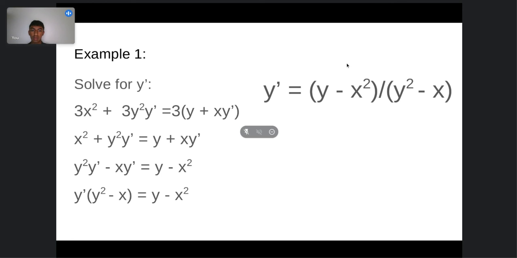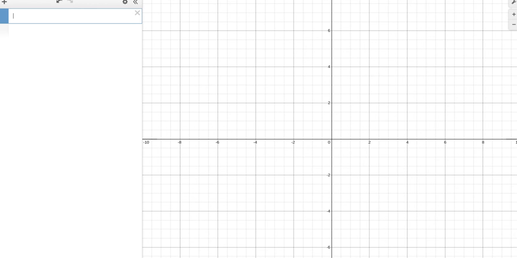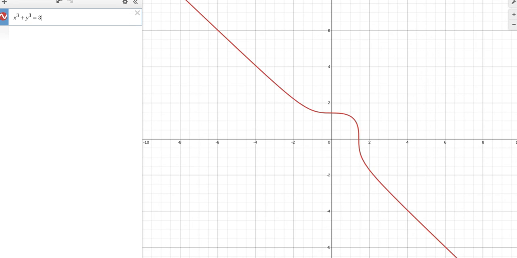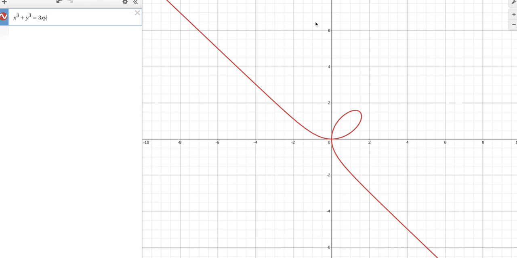So here's our function. X cubed plus y cubed equals 3 times xy. Okay, that's a very different function. So this is what we have. So let's say we want to find the derivative at, let's say, here.